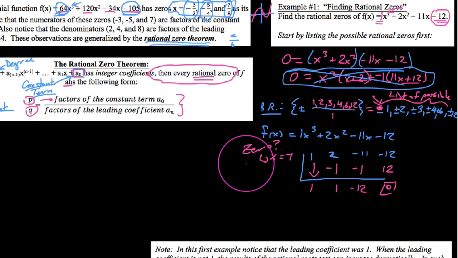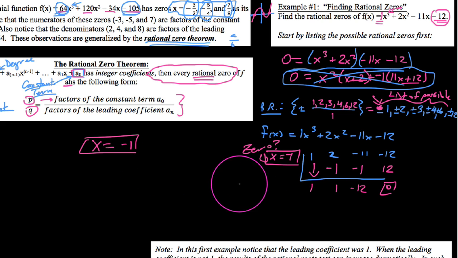So here are the things we want to comment on here. We were asked to find the rational zeros for this. So in terms of my answers, I was able to discover that x equals negative 1 was one of my answers. Now, a few things we know about this. If x equals negative 1 was one of my answers, then x plus 1 is a factor.